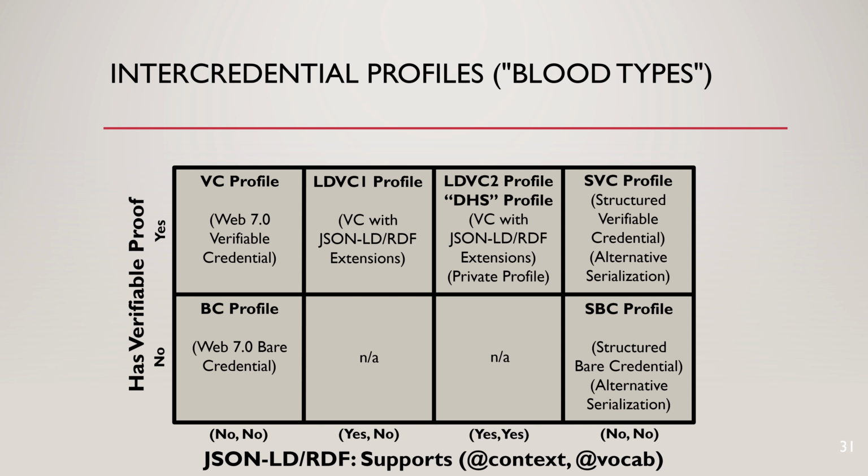So we can see at the bottom right, we have SBC, structured bare credentials. So it uses the structured credential format, but it does not have a verifiable proof. Above that in the top row, we have SVCs, which are structured verifiable credentials. They use the alternative serialization format, and they do have a verifiable proof associated with them.